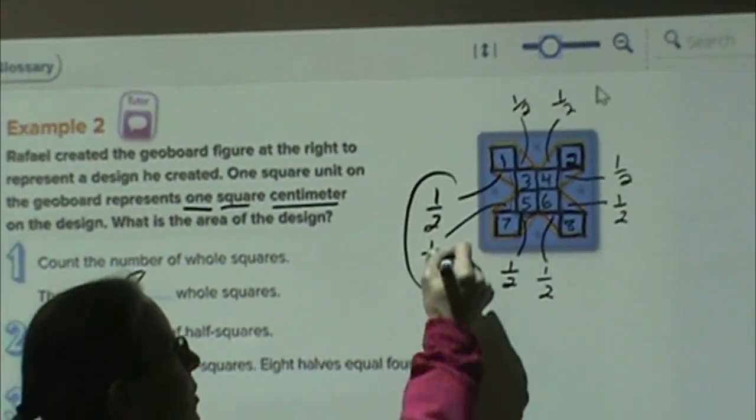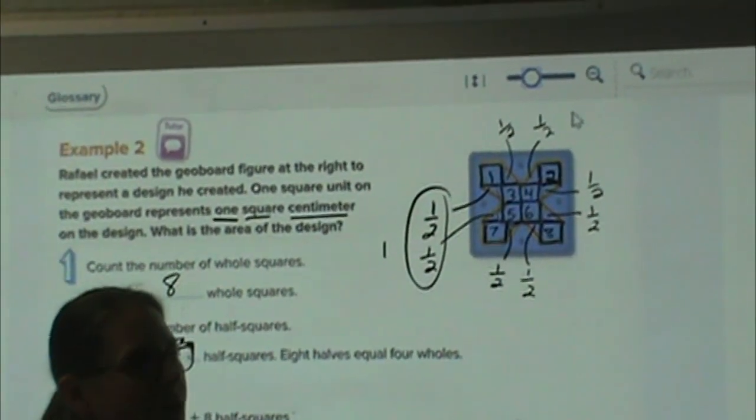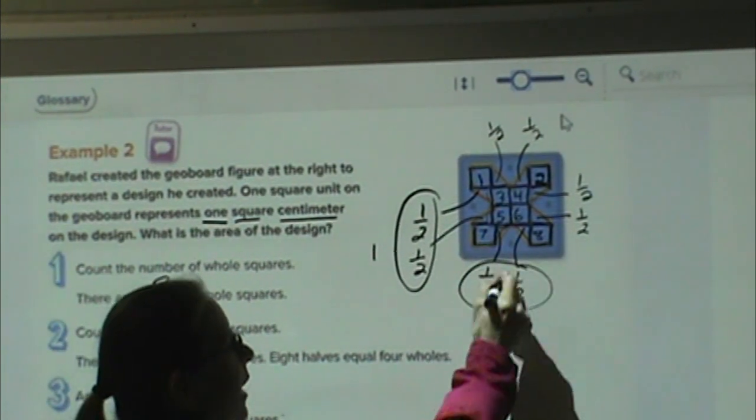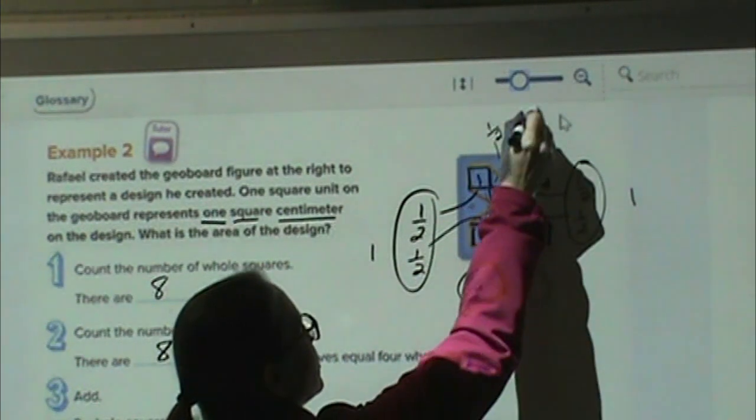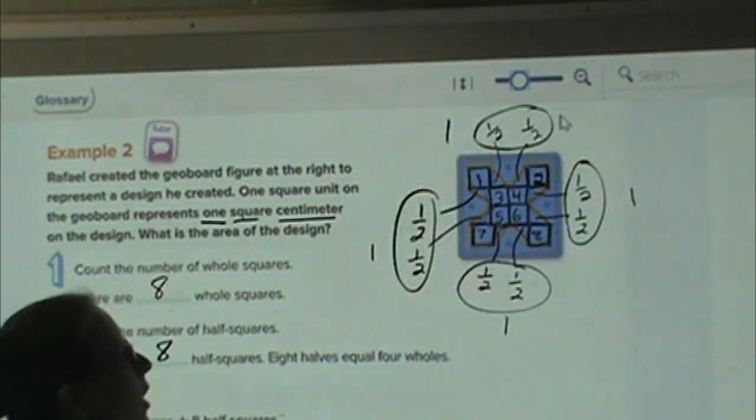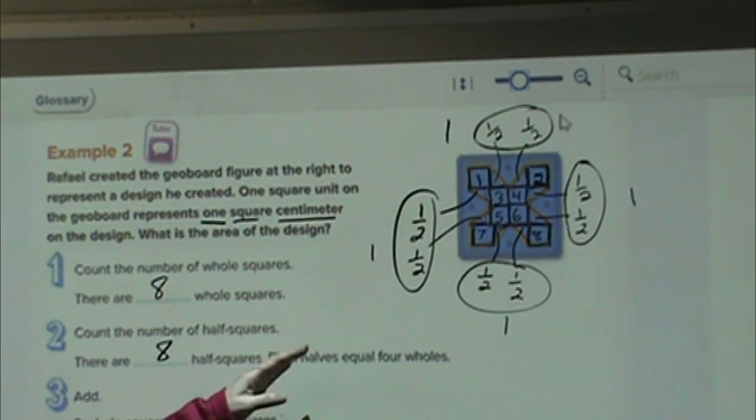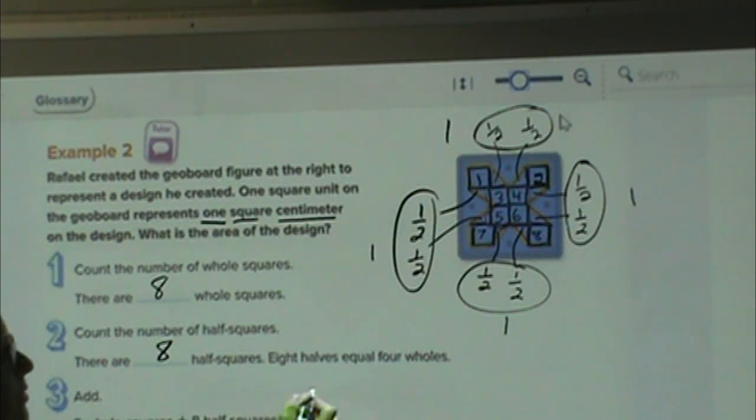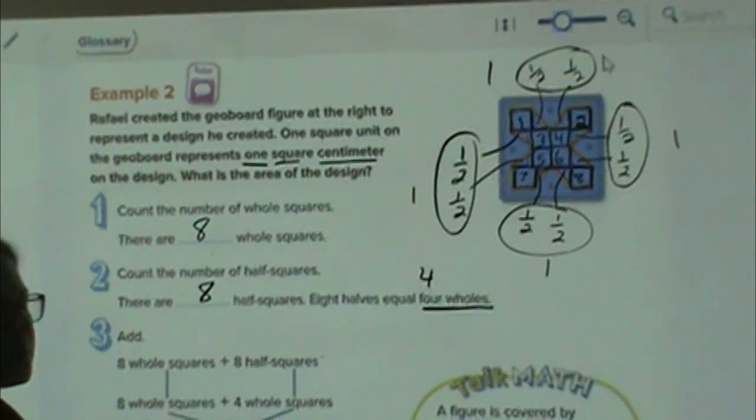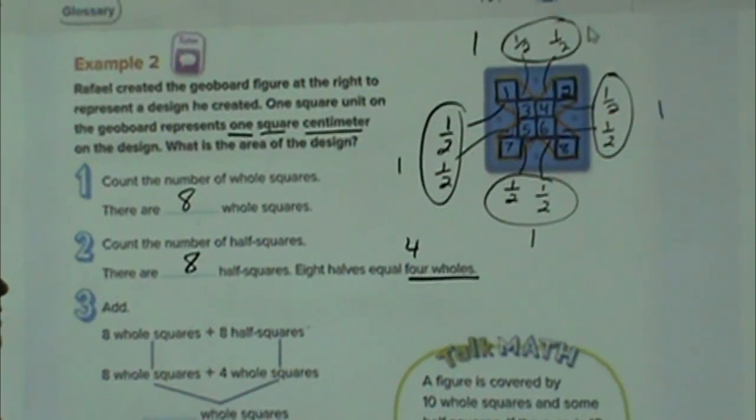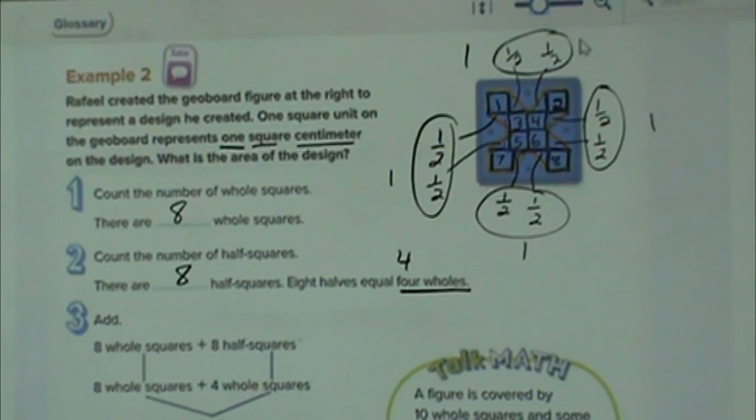What I also like to do is to remind myself that 2 half squares equals a whole. So I'm just going to circle this and pretend that's a whole, because it is. 2 halves, 1 whole. 2 halves, 1 whole. 2 halves, 1 whole. So we have 8 half squares, but we also have 4 wholes. And that will make it easier for us to do the math.